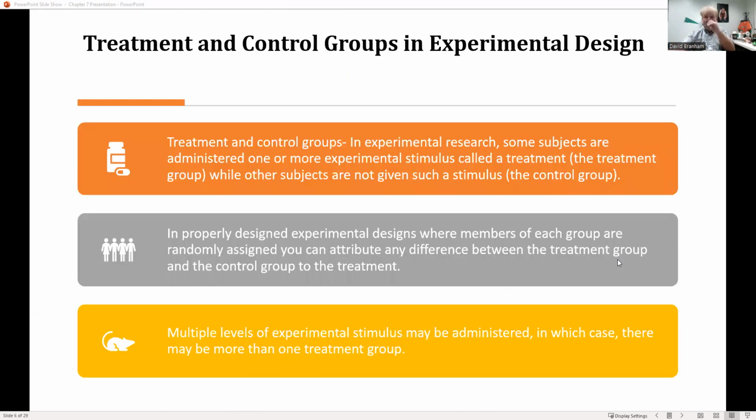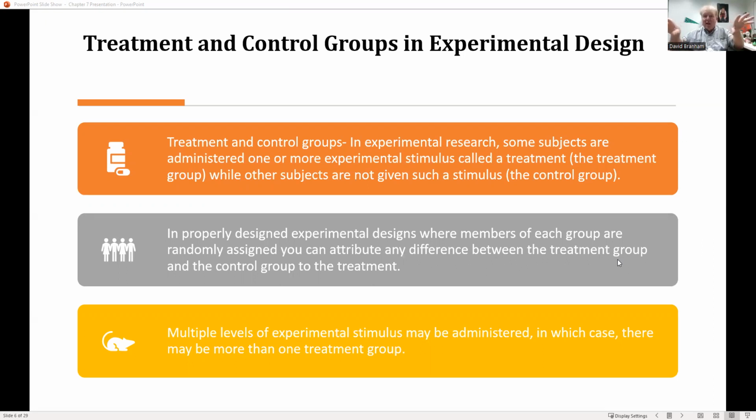Now, treatment and control groups in experimental design. In experimental research, some subjects are administered one or more experimental stimuli, called the treatment, and the other subjects are not given a stimulus. That's the control group. I think I've gone over that before, but I just want to make it clear. So you have two equal groups. In my previous example on the previous slide, it was 50 in one group, 50 in the other. You give the treatment to the treatment group with 50 people in it.